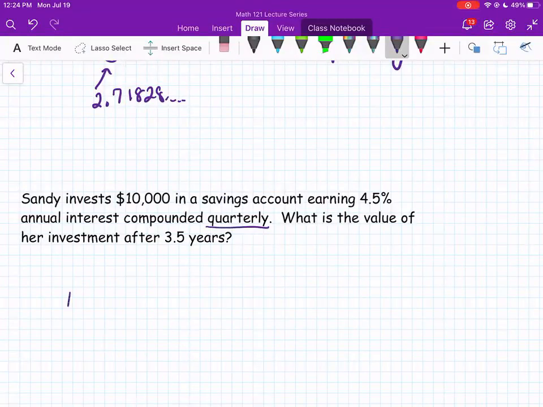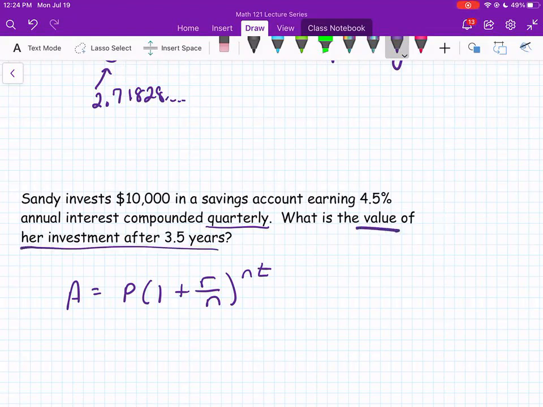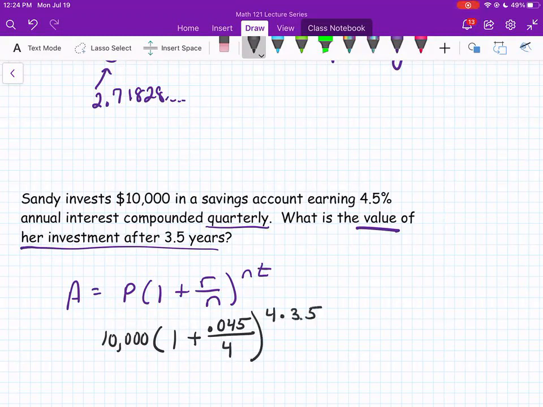We're going to use the formula A is equal to P times (1 plus R over N) to the NT. The A is what we're trying to determine. We want to know the value after 3.5 years. Her original investment is the principal, or $10,000, times 1 plus our R value, which is 4.5%, which we have to convert to a decimal, over N. N is quarterly, and if you remember, that means N is going to be 4. And then here we're going to have 4 times our T value, which is 3.5 years.